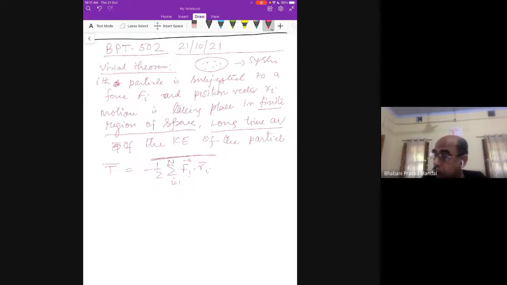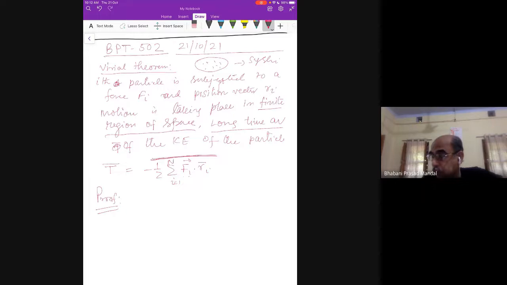Okay. So now we know the average kinetic energy, then also very easily we can find the average potential energy, because the average total energy is the total energy. Average total energy is the total energy. So very easily we can find. So this is the statement of the virial theorem, and let us prove it. The proof is very simple.